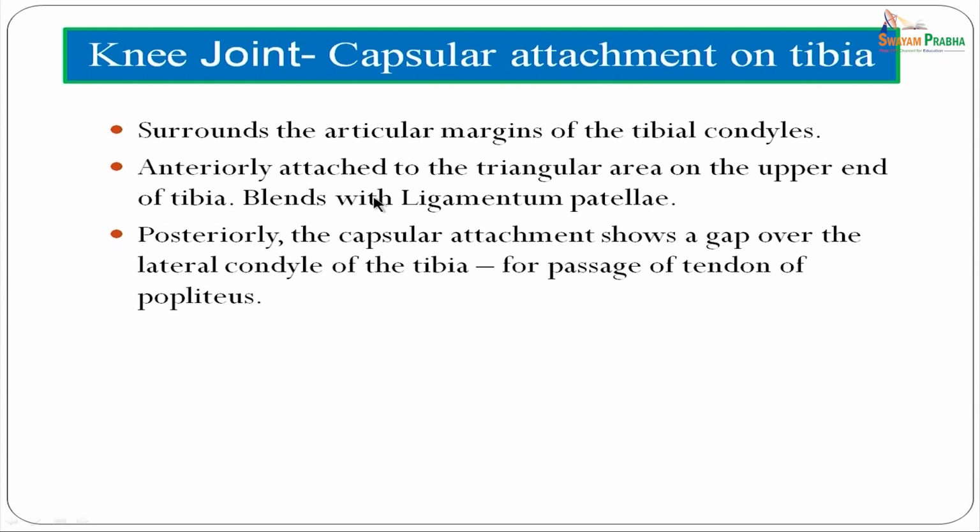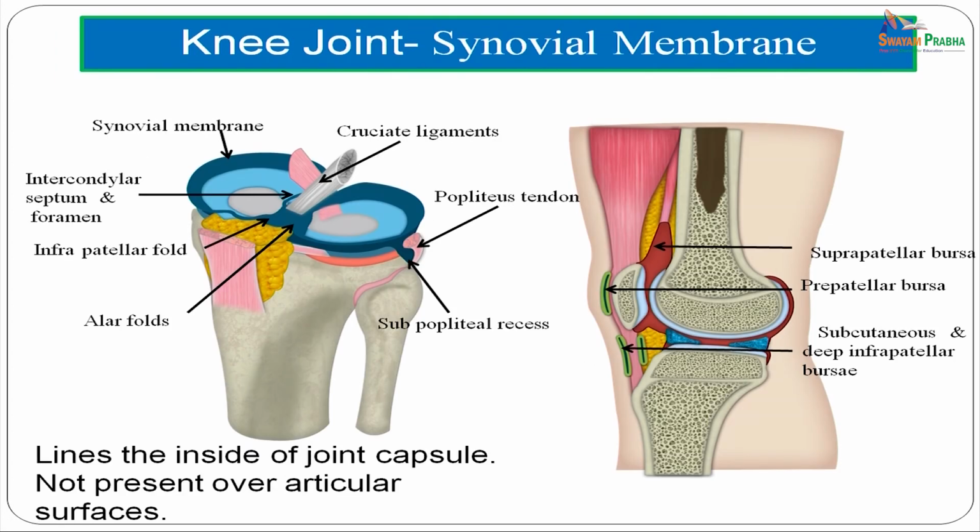Anteriorly, it is attached to the triangular area on the upper end of the tibia and blends with the ligamentum patellae. Posteriorly, the capsular attachment shows a gap over the lateral condyle of the tibia for the passage of the tendon of popliteus. As you all know, the synovial membrane lines the inside of the joint capsule.